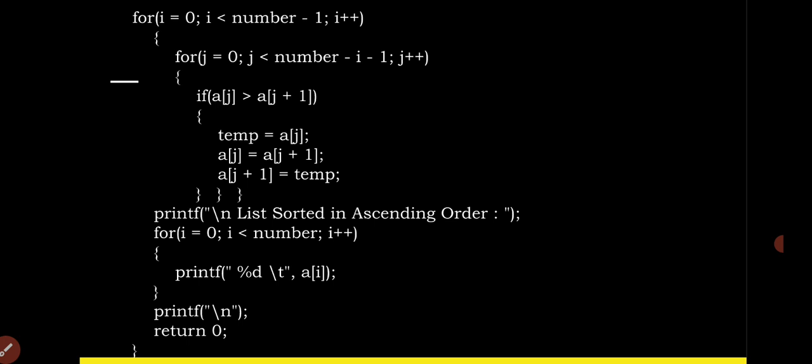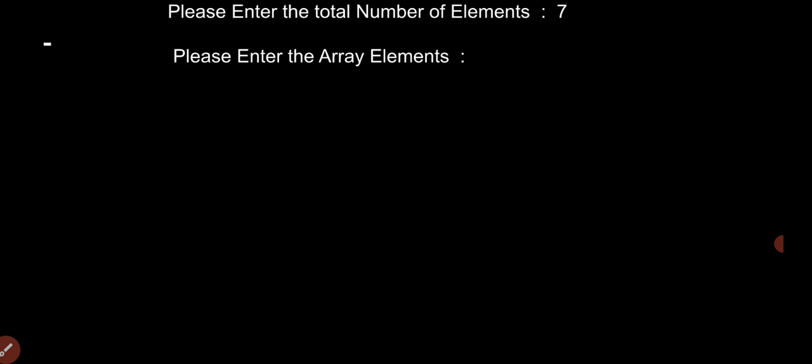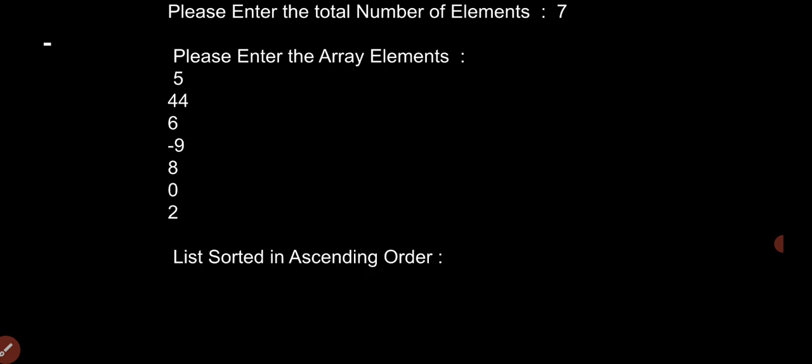So now let us see how the example goes. The execution: please enter the total number of elements, they are asking for, and I am giving 7. Then, please enter the array elements. So I have to give 7 elements. So what are they? Some 5, 4, 6, minus 9, 8, 0, 2, and some elements. Okay, now after the elements get arranged by the program, the answer will be minus 9, 0, 2, 4, 5, 6, and 8. Now the elements are in sorted ascending order.